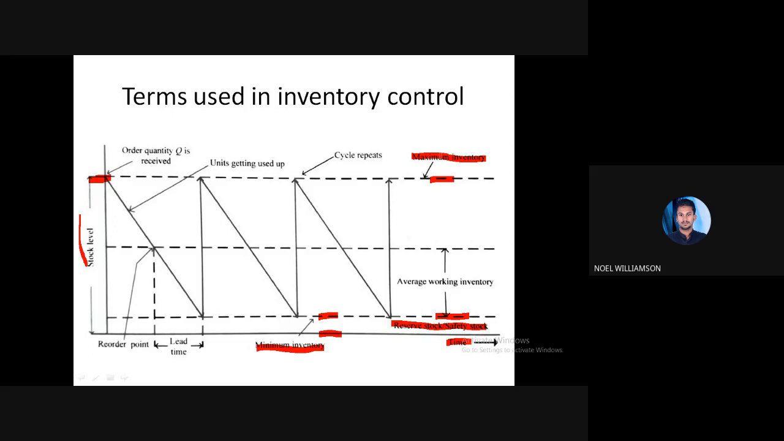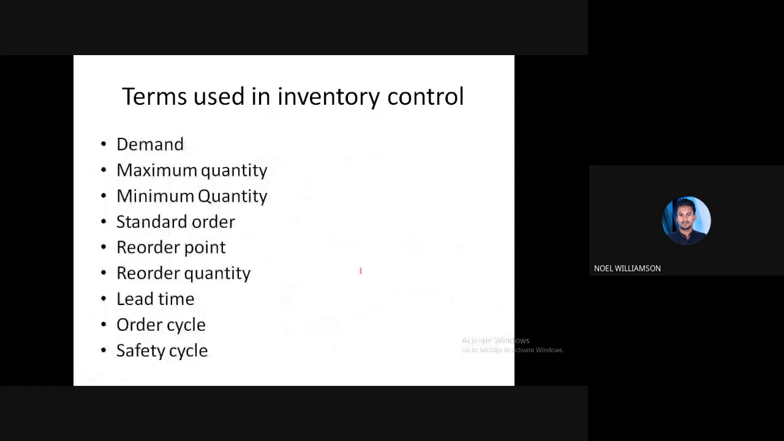Next, the difference between these two, the maximum and minimum value, is termed as the standard order, that is given here. So maximum quantity, minimum quantity, demand. Standard order means the difference between the maximum quantity and minimum quantity.